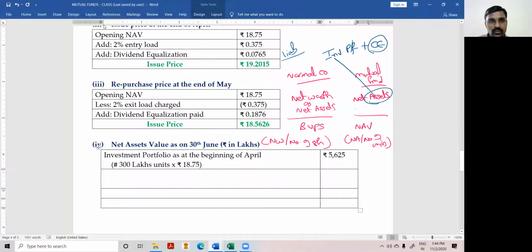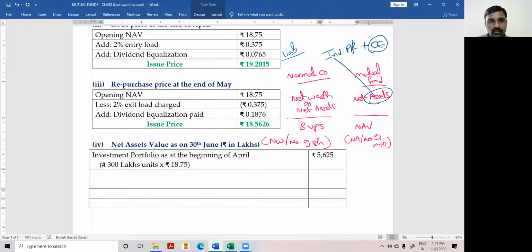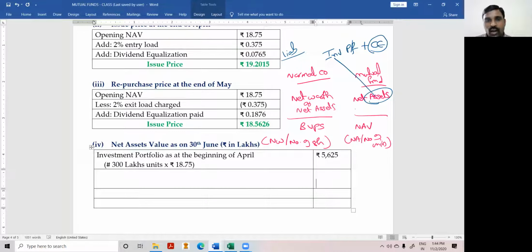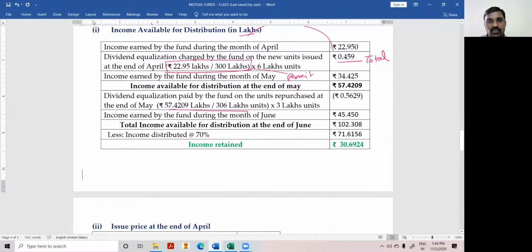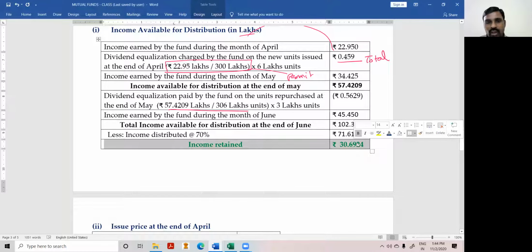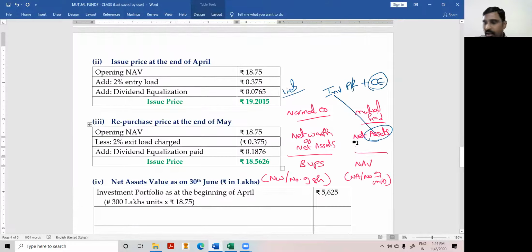Next, after that, what we have done is income available for distribution. This we take at the end of June. But in between we have missed out two things. What is that? Entry load and exit load. Entry load charged and exit load charged.